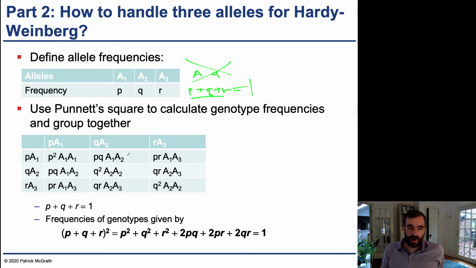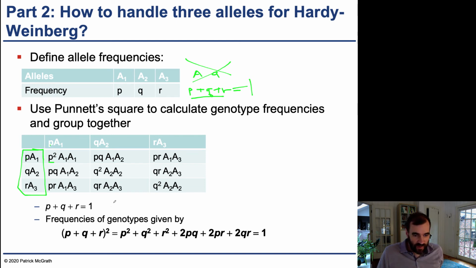And the expected probability of producing that gamete is just p, q, and r, and then the other individual would have the exact same frequencies. And so now all we do is fill out the inside of this square, so p times p equals p squared, and this would result in an A1A1 homozygote. And we fill this out for the entire thing.